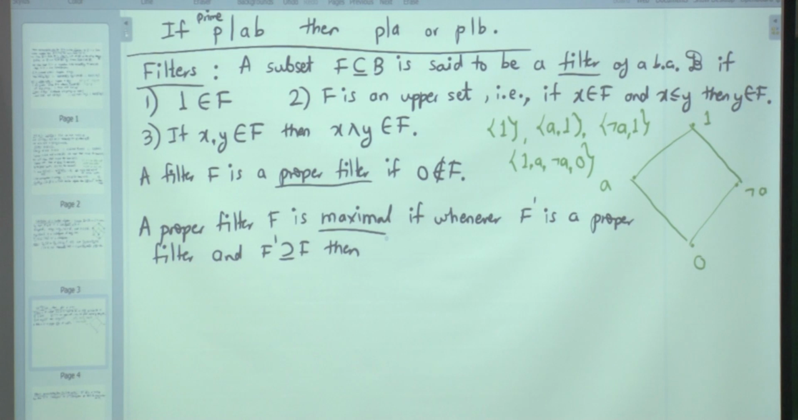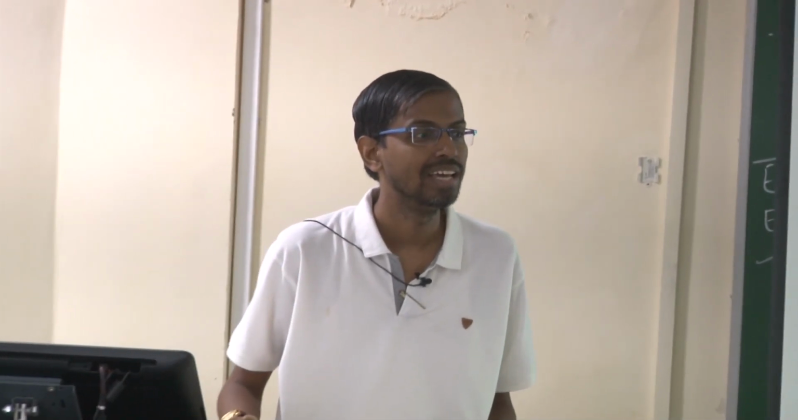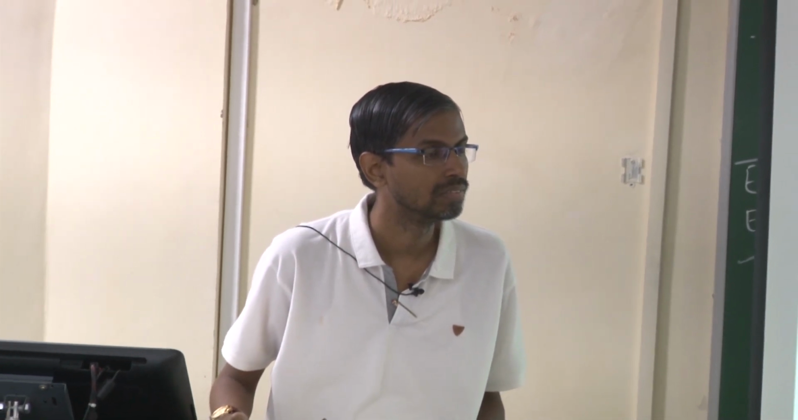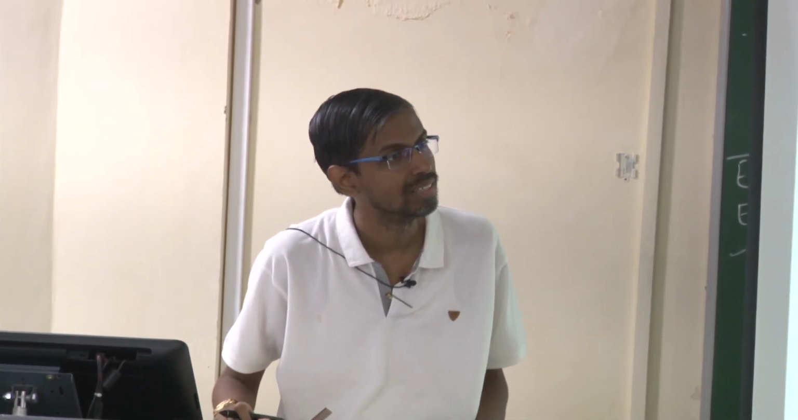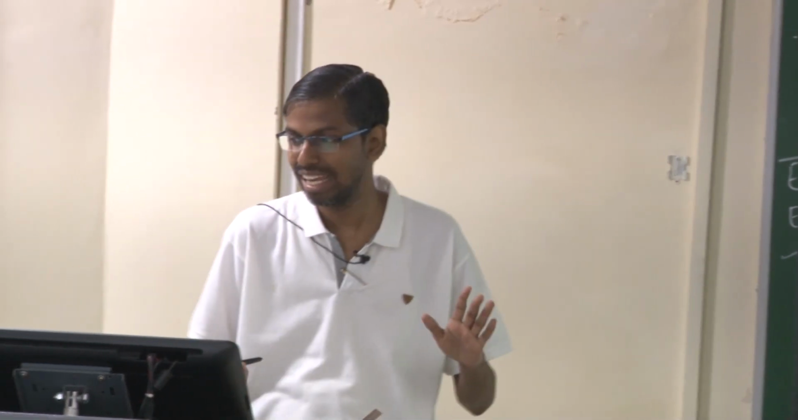It's maximal, with respect to inclusion. So then F prime is equal to F. So in a finite Boolean algebra case, maximal filters will contain exactly half of the elements. You understand that? It contains exactly half of the elements.